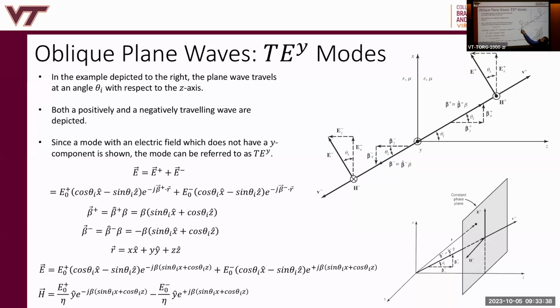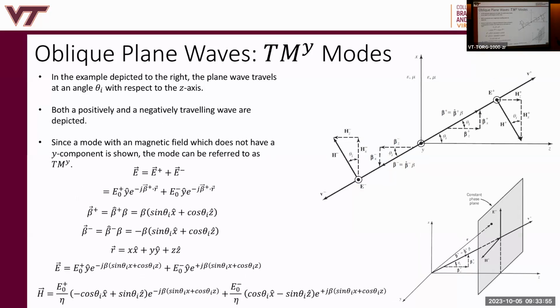TE to Y means that the electric field is transverse to the y-axis, which means it's in plane because the y-axis is in and out of the board. So the electric field for this configuration is in the plane of the board. The next case is TM to Y, which means the magnetic field is transverse to Y, which means that the electric field is in the direction of Y, so it's in and out of the board. Any arbitrary polarization, partially in the board and partially out of the board, can be described as a superposition of these two cases. And that's why we study them in this way and break them down into TM to Y and TE to Y.